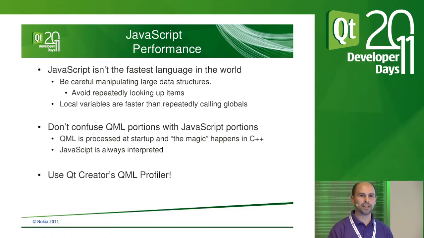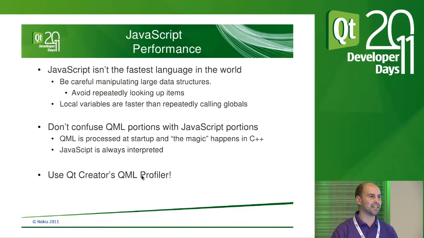Avoid, of course, repeatedly looking up items. That applies to any language that you're using. And one interesting thing is that local variables in JavaScript are much faster than global variables. So if you're accessing the same structure all the time, sometimes it can be faster to copy it to a local first. Also, don't confuse the QML portions with the JavaScript portions of your application.